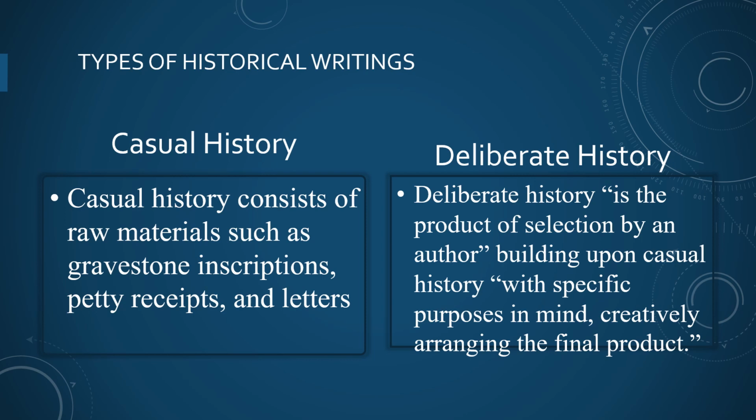So deliberate history is the product of selection by an author, building upon casual history with specific purposes in mind, creatively arranging the final product. So deliberate history is when someone is trying to tell you about a gravestone and why it's important.